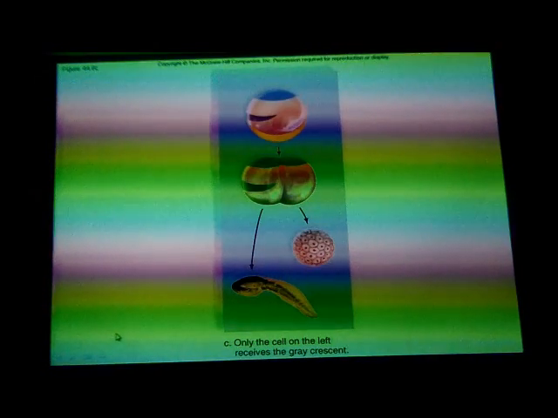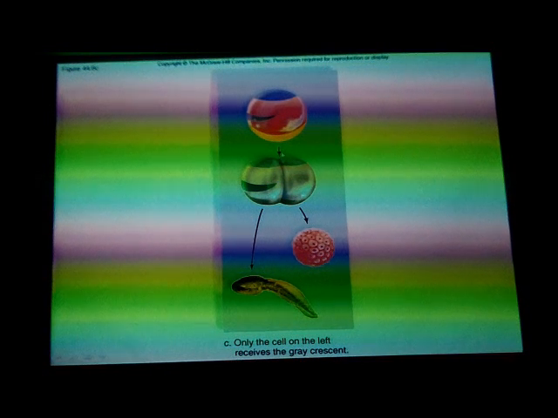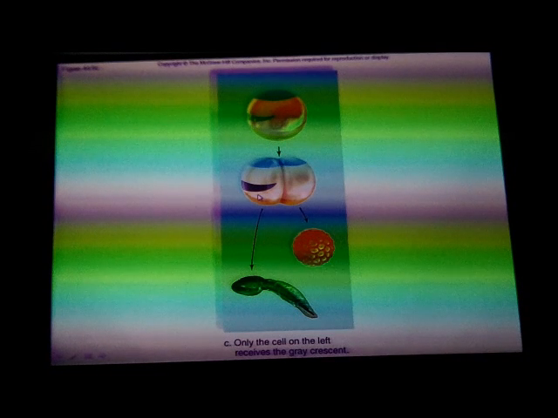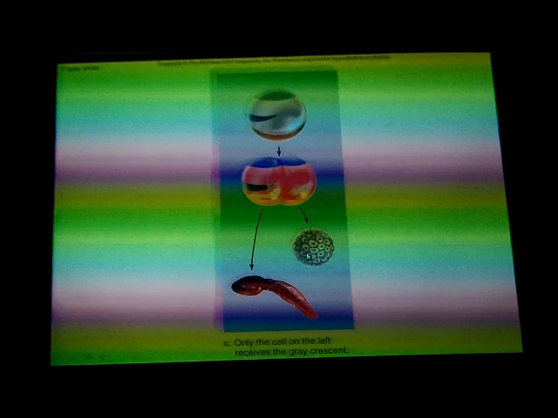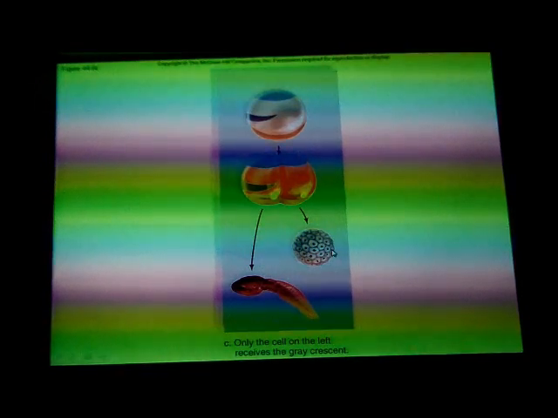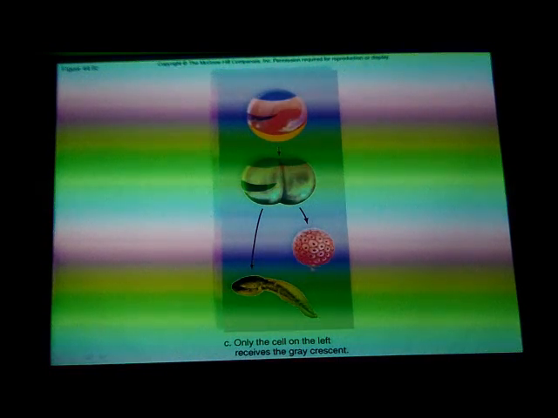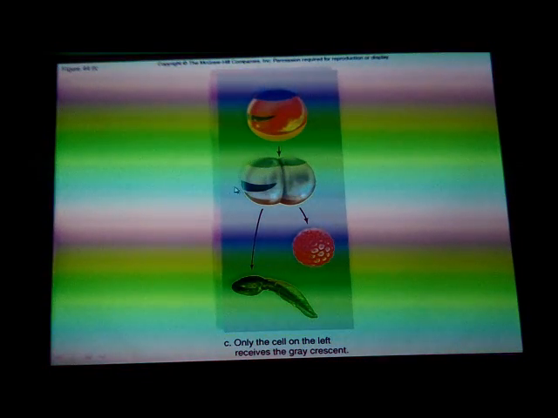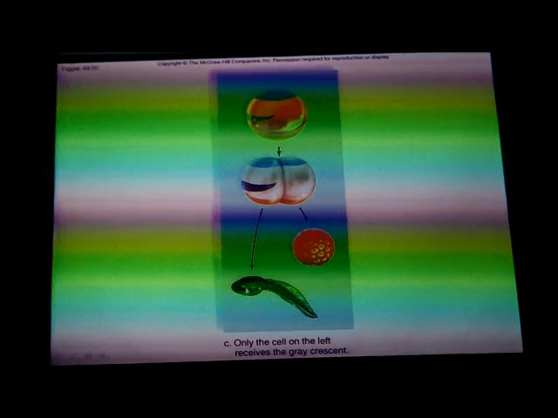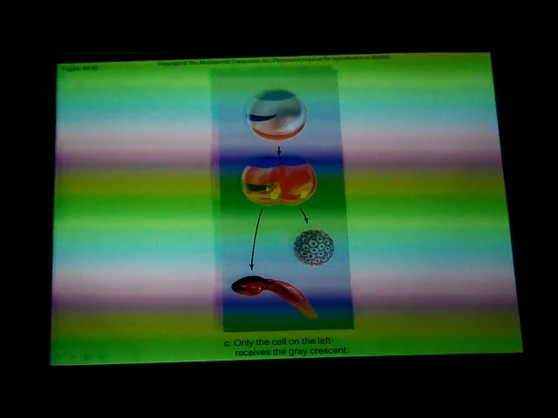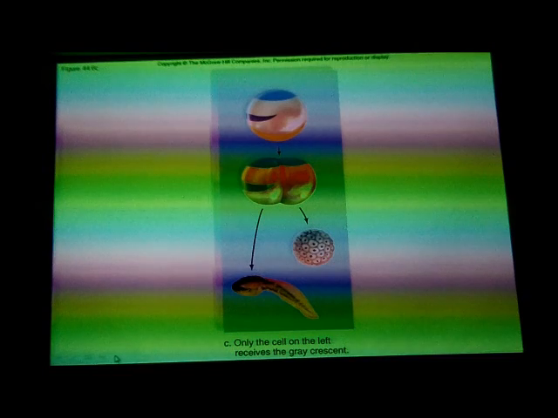Anyway, look at this. If the cell divides in a way that the gray crescent only ends up on one side, then only one side becomes a tadpole, and the other side becomes a bunch of undifferentiated cells that never differentiate. That means they all stay the same. So this is interesting. That means that the gray crescent has proteins that are required for differentiation to become a tadpole. The gray crescent are maternal determinants.